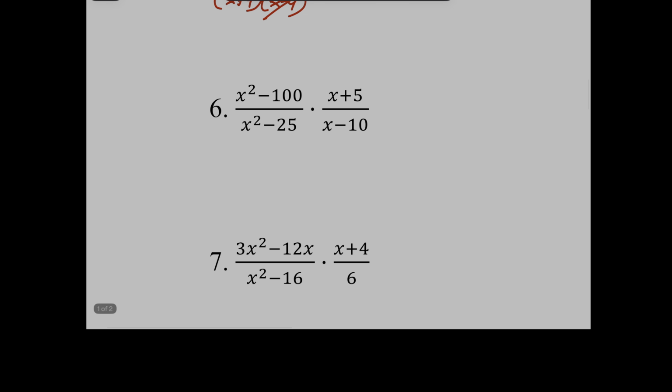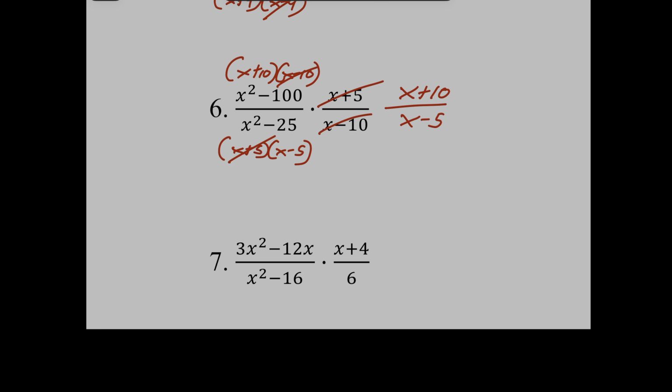Okay, boom. x plus 10, x minus 10, boom. x plus 5, and an x minus 5. Okay, x plus 5, x plus 5, x minus 10, x minus 10. What's left over? x plus 10 over an x minus 5. Boom.